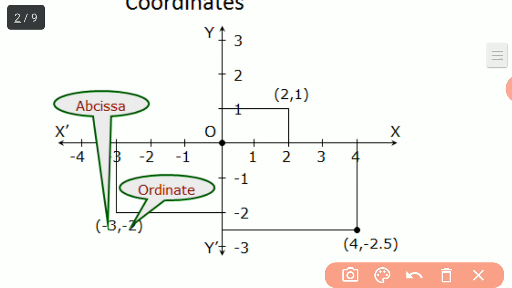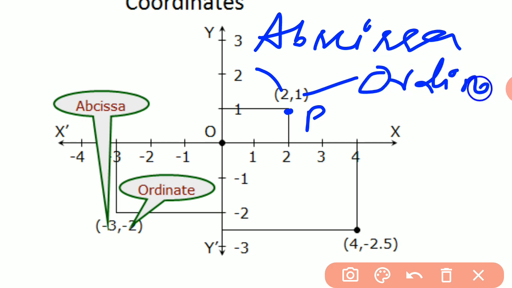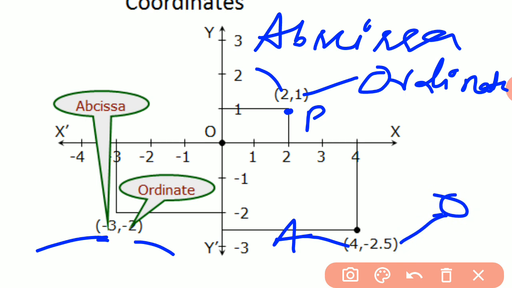Suppose this point is P, the coordinates of P are (2, 1), and 2 is known as the abscissa and 1 is known as the ordinate. It means the x-coordinate is known as the abscissa and the y-coordinate is known as the ordinate. Here -3 is the abscissa and -2 is the ordinate. 4 is the abscissa and -2.5 is the ordinate.